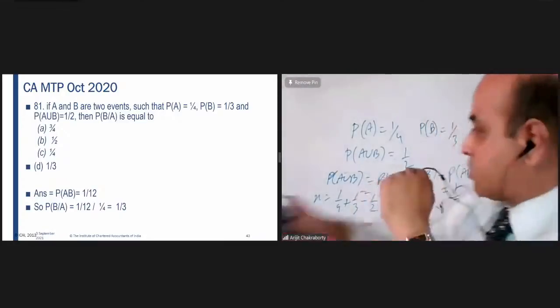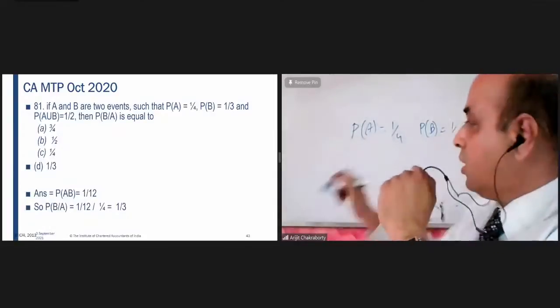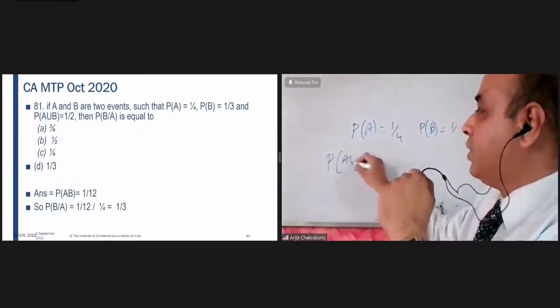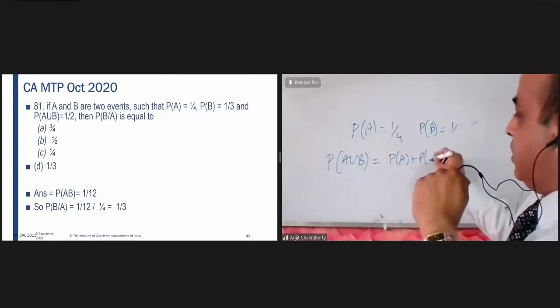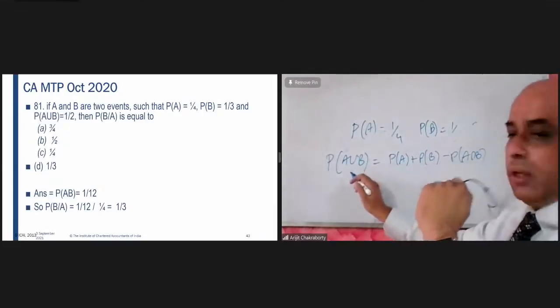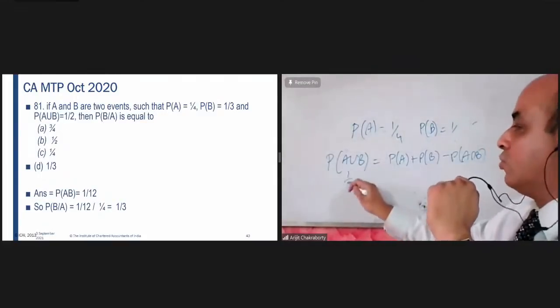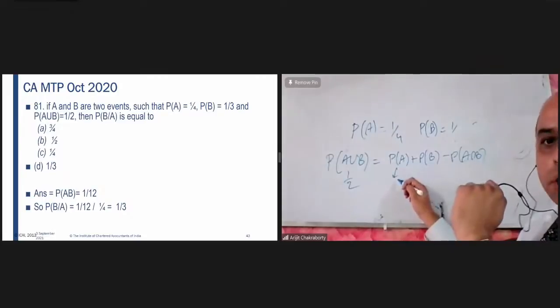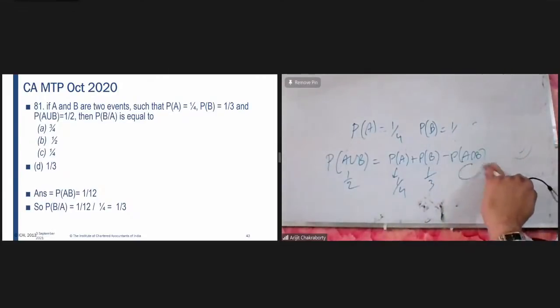Just 1 second, I'll just rub this out. So using the formula, P(A union B) is equal to P(A) plus P(B) minus P(A intersection B). If you just put the formula and the values, P(A union B) is given how much? Half, 1 by 2. P(A) is how much? 1 by 4. P(B) is how much? 1 by 3, and this we don't know. So if you just find out, it will come to 1 by 12.